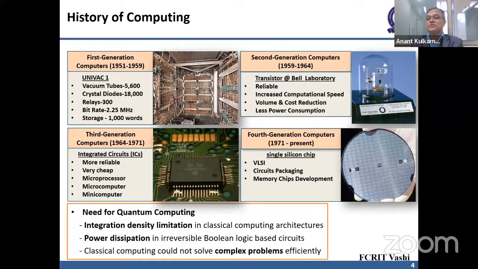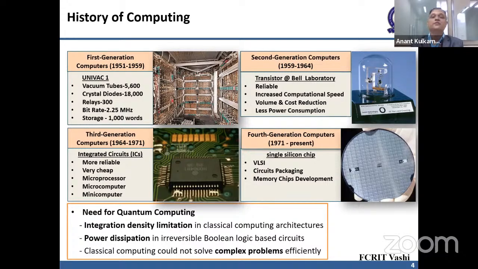The first generation started in 1951 and lasted till 1959. Why is it called the first generation of computers? Because the computers developed during that period had approximately 5,600 vacuum tubes. They had around 18,000 crystal diodes.